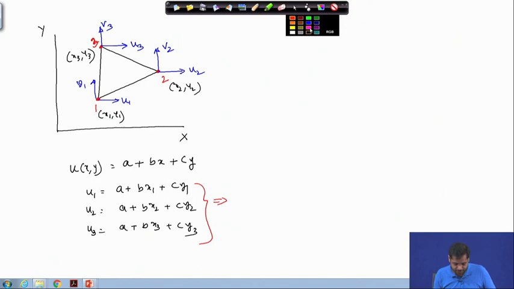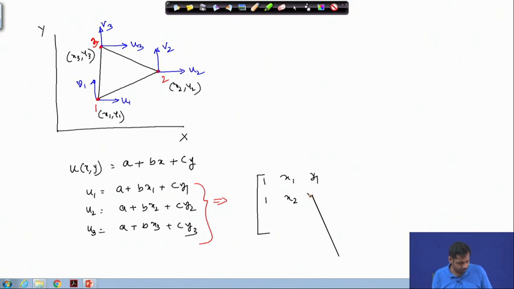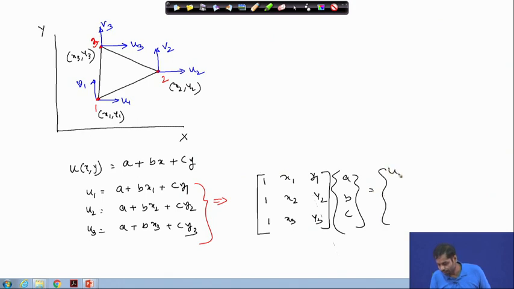We can have the constants a, b, c. So, we can have a matrix which is [1 x1 y1; 1 x2 y2; 1 x3 y3] into [a b c] is equal to [u1 u2 u3]. Now, if we solve this equation, then we can get a, b, c as a function of the nodal coordinates and the nodal displacements.